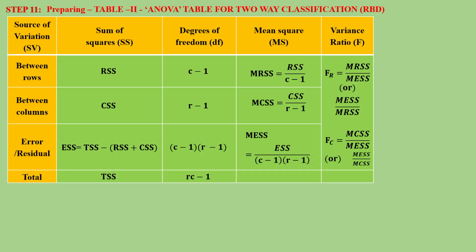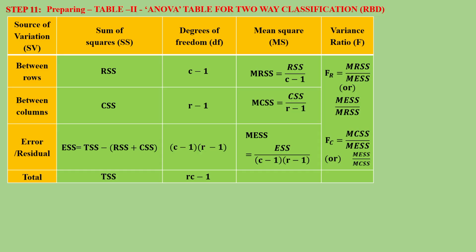Next, prepare the ANOVA table, right? So source of variation: between rows RSS, between columns CSS, then error or residue ESS. Then degrees of freedom: R minus 1, C minus 1, C minus 1 into R minus 1. Then mean sum of square: MRSS, MCSS, MESS. Then next you have to find the ratio.